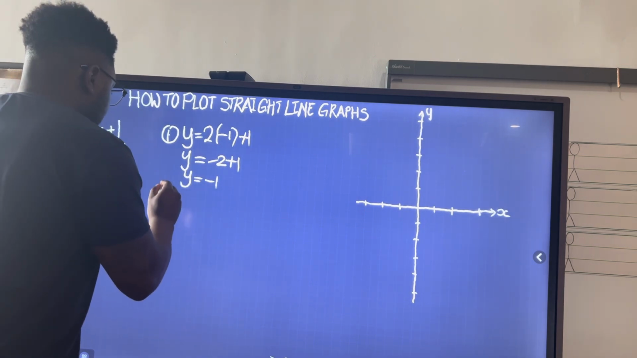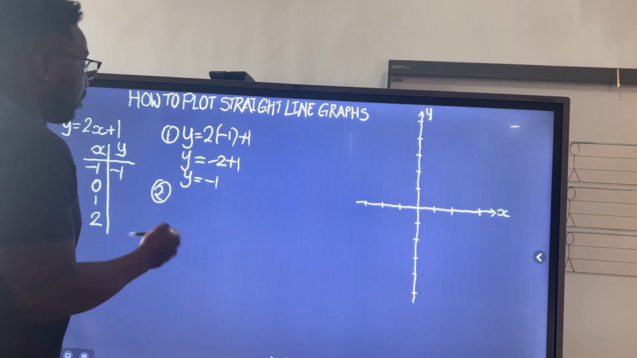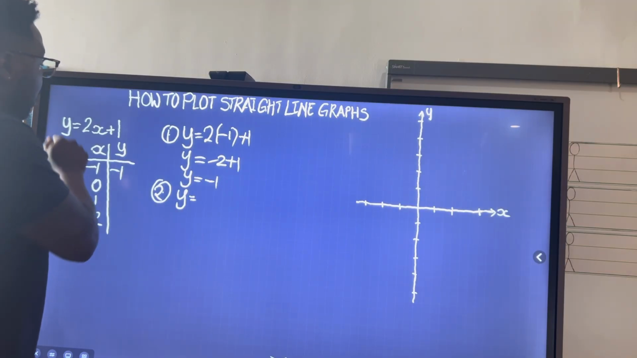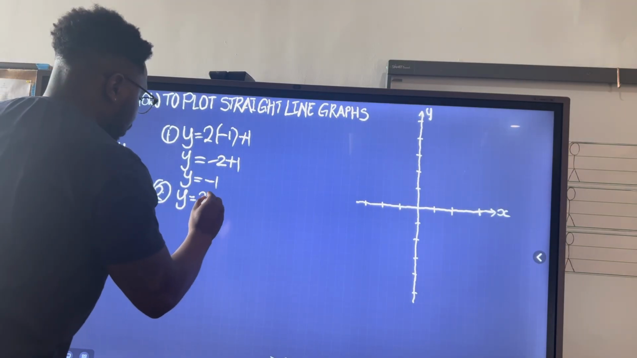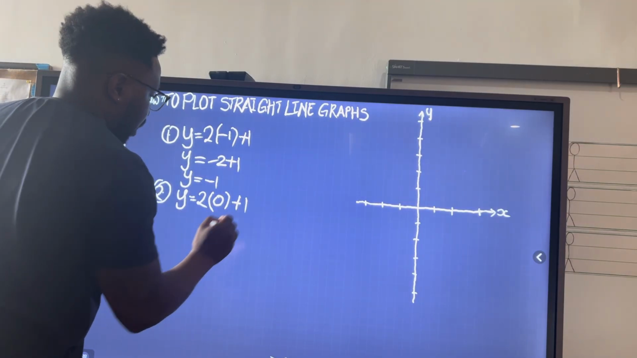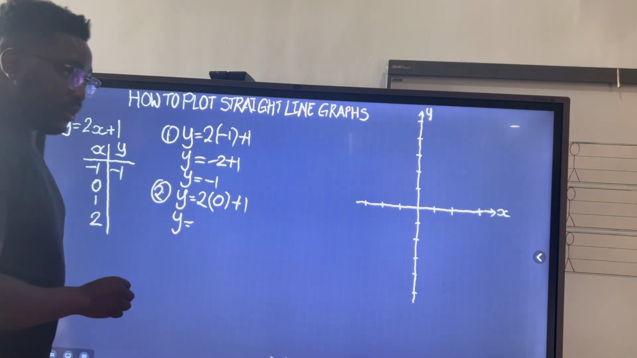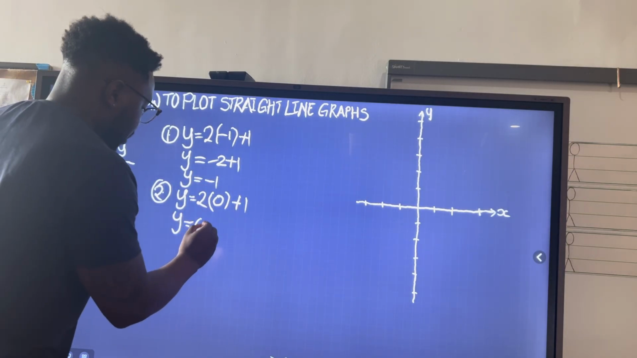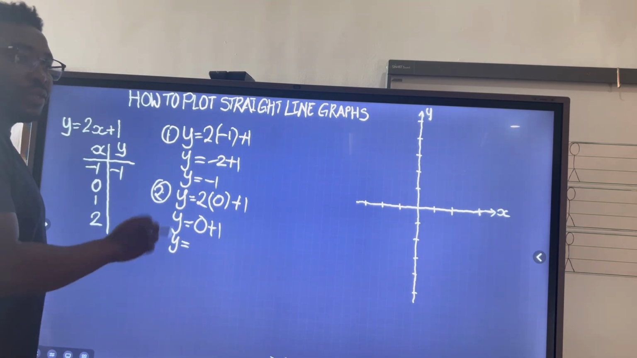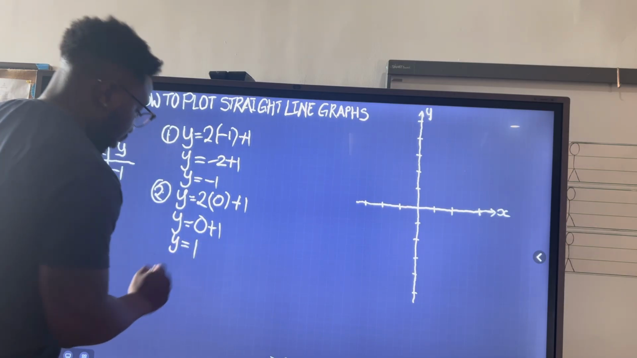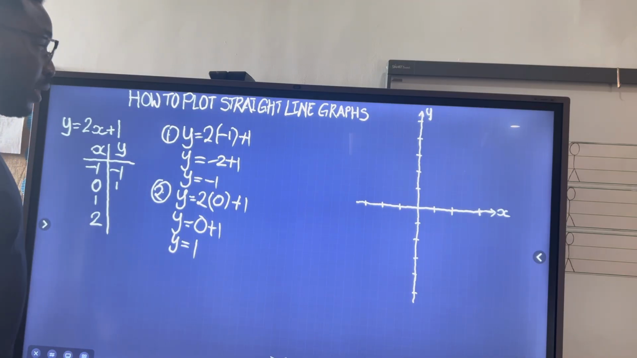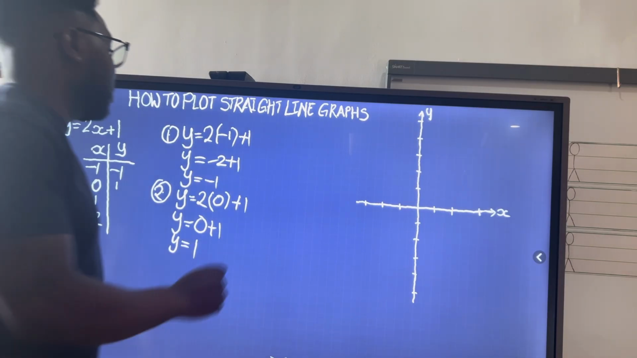So let's find our second y value. Remember, we have to substitute our x value, which is 0, in our initial equation, which is 2, open brackets, my x value, 0, plus 1. We solve our equation: 2 multiplied by 0 gives me 0, plus 1. y equal to 0 plus 1, that's 1. So my second y value is +1.